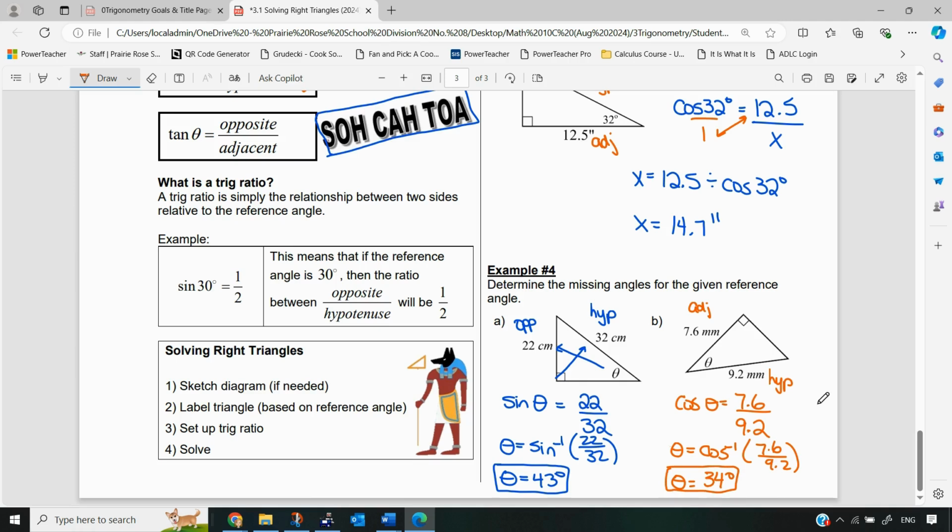All right, so that's trig in a nutshell. Everything you need to know. Label your triangle, set up your ratio, solve. The rest of this unit is just going to be easy breezy applications.